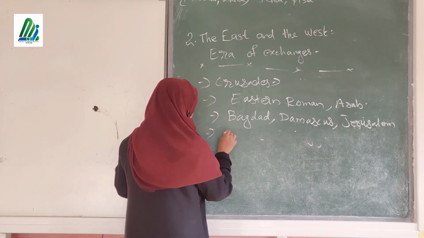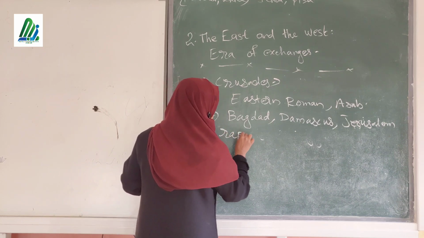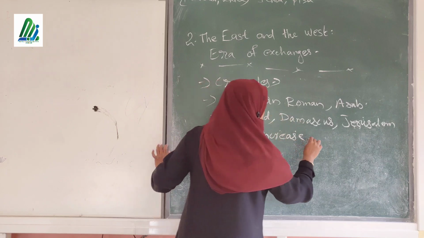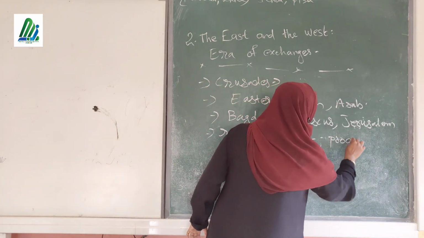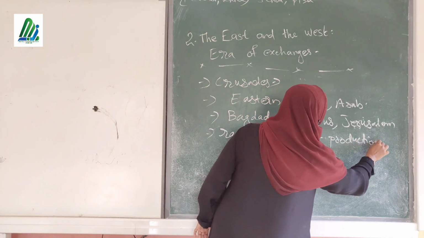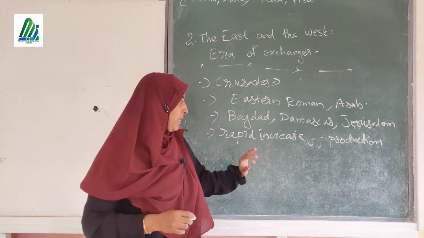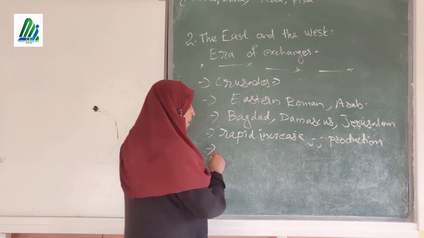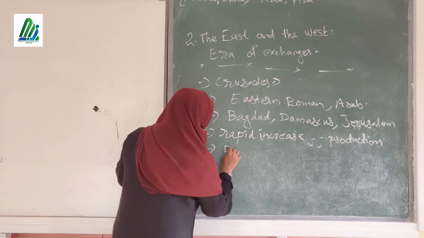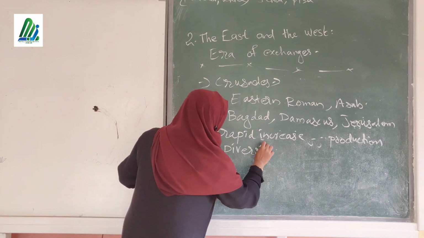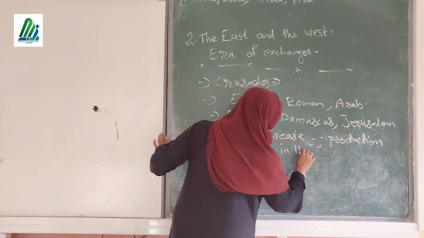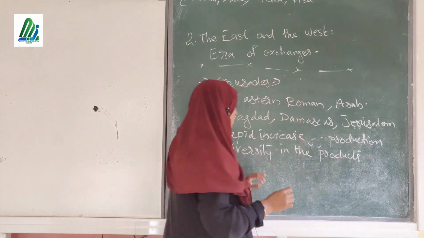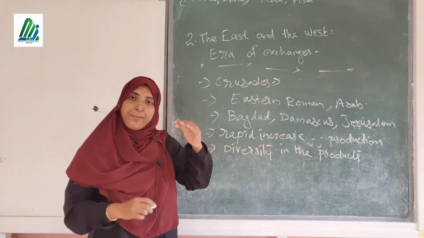First one, rapid increase in the production of different types of products. Then another point, diversity in the products. First one, increase in the production of different products.